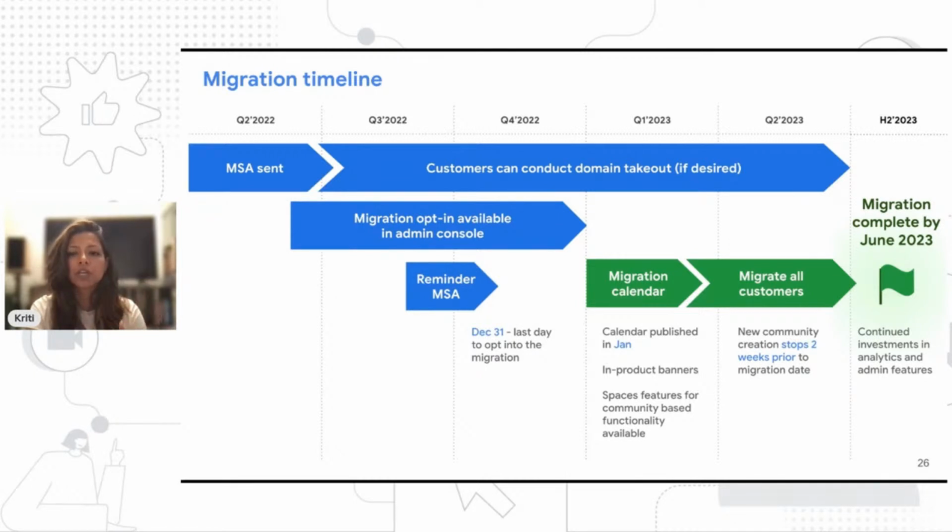Now, in January, we're going to publish a calendar that will show you the exact date that you're going to be migrated on. And next year, we'll also start putting up banners within the product. So in Currents, you will see banners that will inform users about the upcoming migration. This is so users can essentially start preparing. And if there are some users who missed out on internal communication, they would know through in-product usage that there's an upcoming migration.